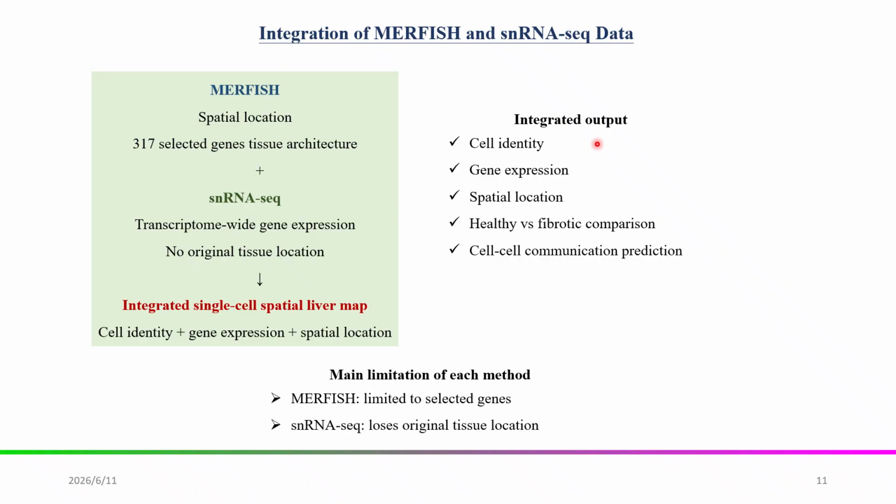So by integrating both, we get the output of cell identity, gene expression, spatial location, healthy and fibrotic comparison, and cell-cell communication prediction. So the main limitation of each method is: for MERFISH, it is limited to selected genes. For single nucleus RNA sequencing, it loses original tissue location.